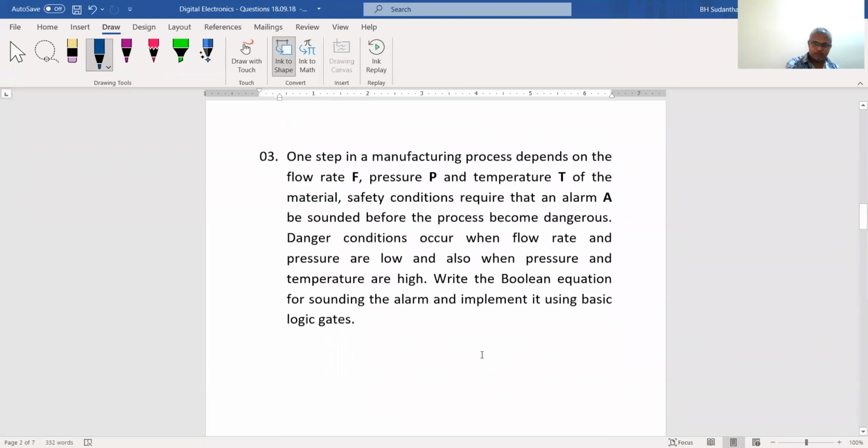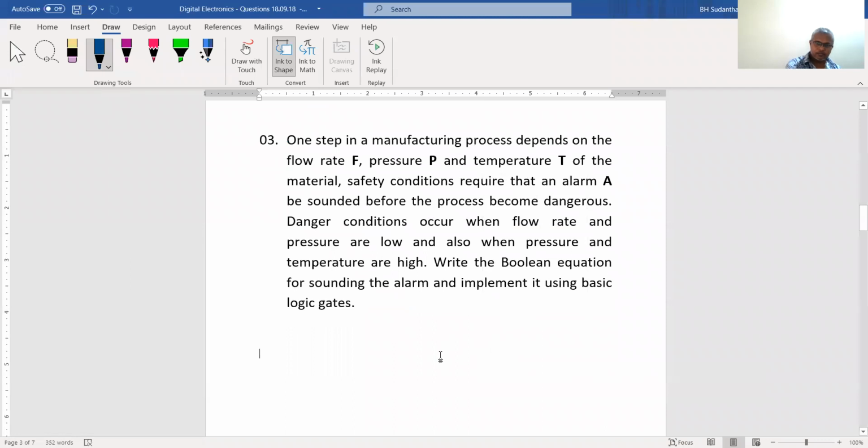This one. We have three different sensors: flow rate, pressure, and temperature. You can read and understand it. And two different dangerous conditions are there. When one of these dangerous conditions occurs, then we have to turn on the emergency bell. Okay, shall we try this one?